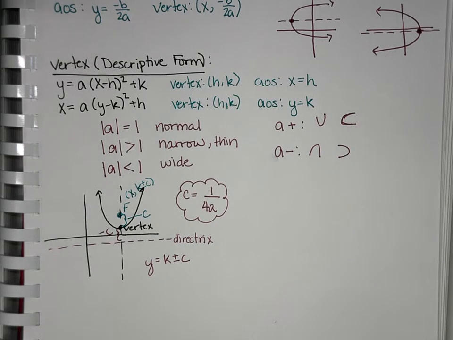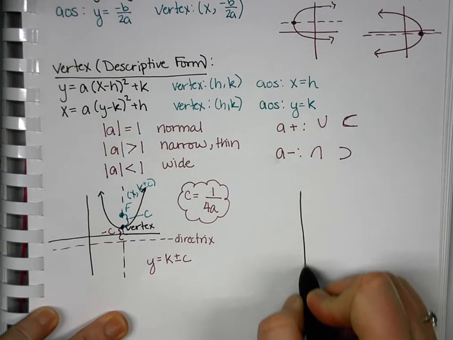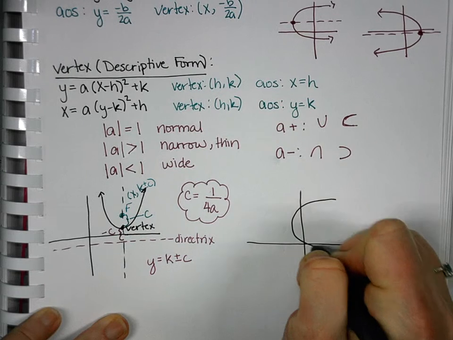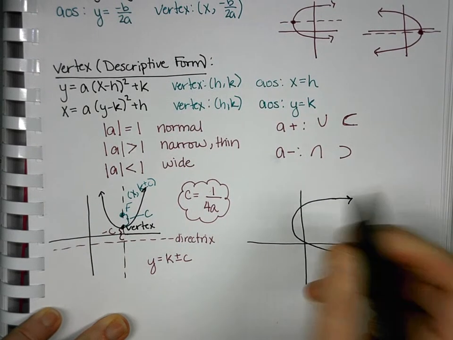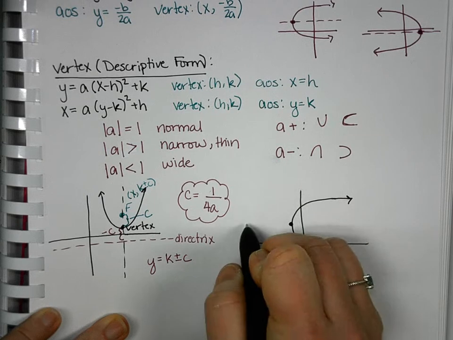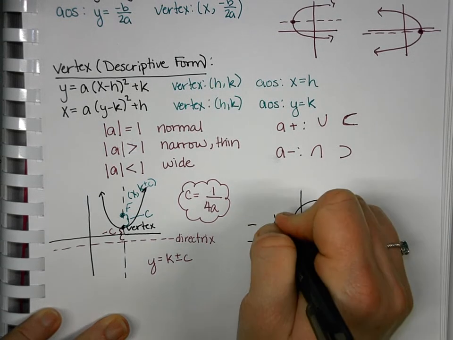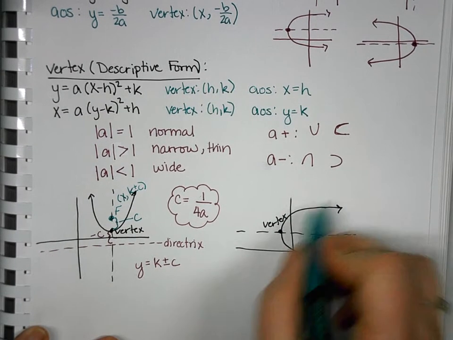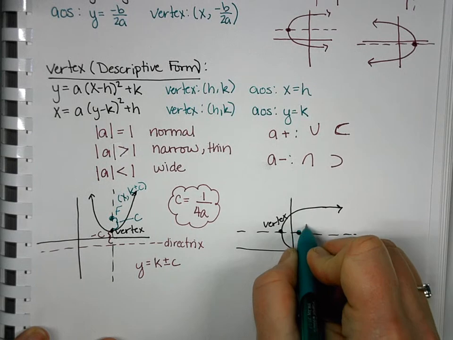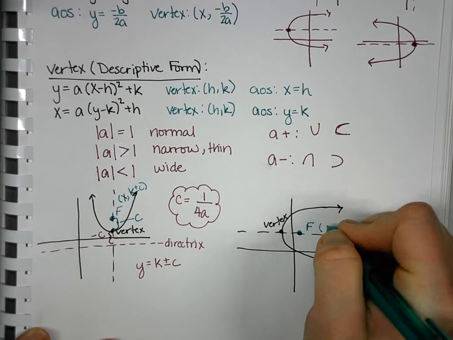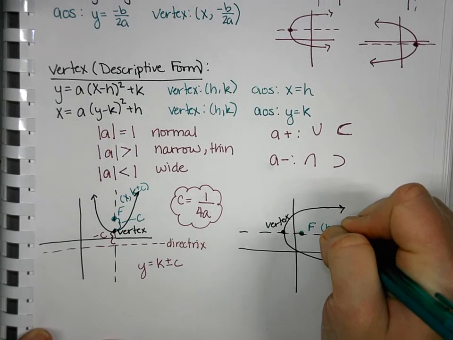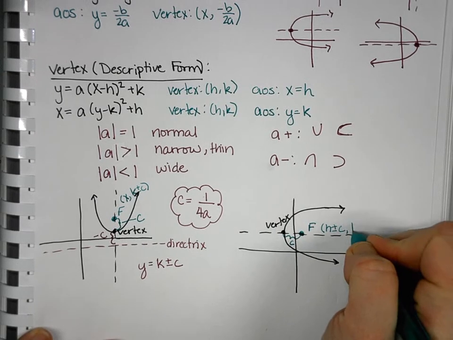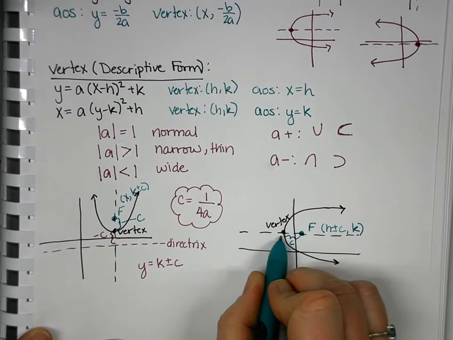Now side to side, same idea. So I'm sketching just another. We have our vertex and our axis of symmetry. So this time, since our graph is going this way, our focus will be on the inside. It'll have an ordered pair. This time, we're adding our C value, because this is still C, found the exact same way, to our X instead of Y, because we're moving in the X direction.